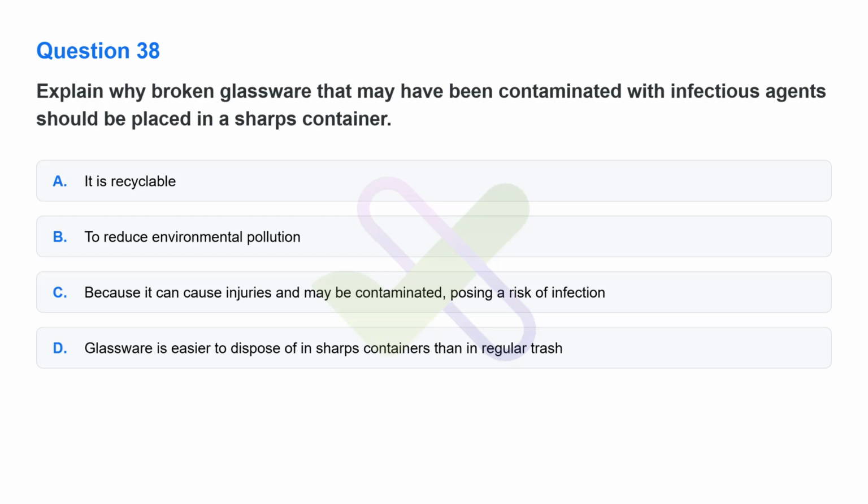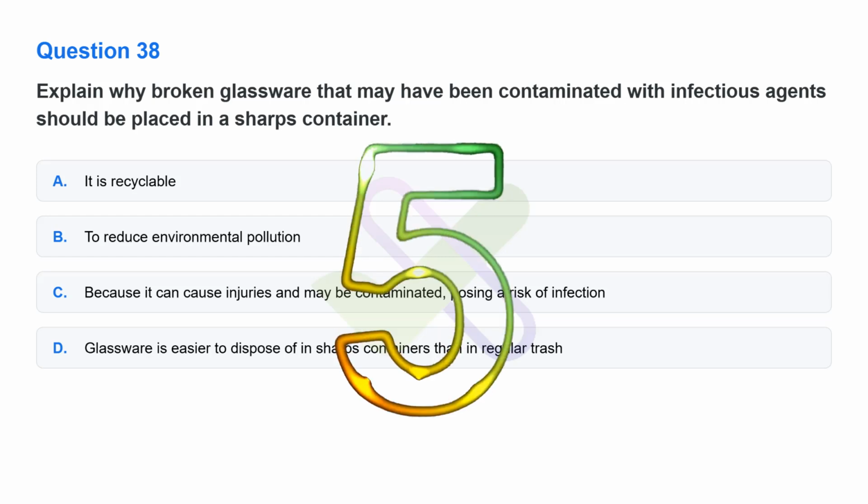Explain why broken glassware that may have been contaminated with infectious agents should be placed in a sharps container. A. It is recyclable. B. To reduce environmental pollution. C. Because it can cause injuries and may be contaminated, posing a risk of infection. D. Glassware is easier to dispose of in sharps containers than in regular trash.